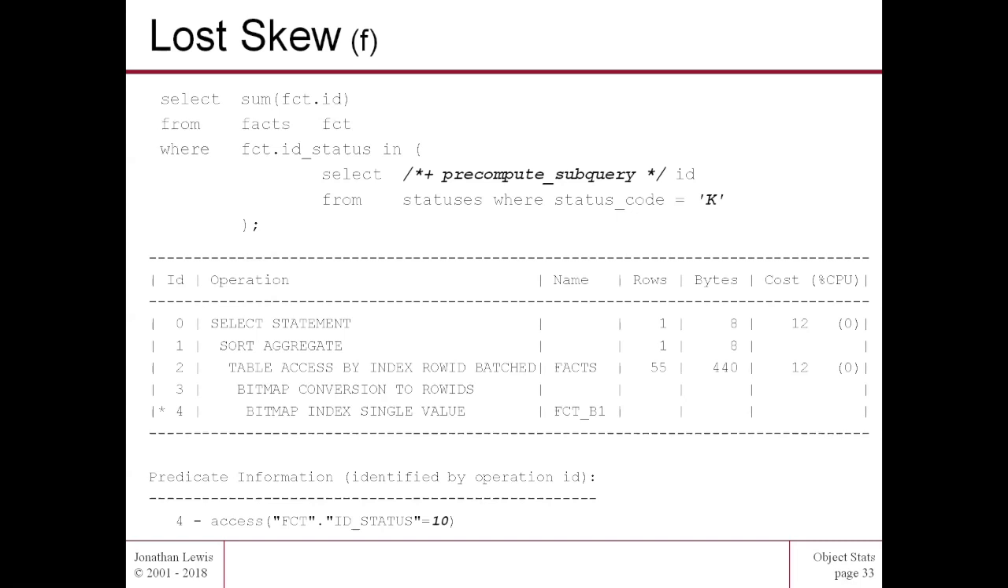And when we look at the execution plan, two things to notice. The cardinality estimate is 55, and the predicate isn't the subquery predicate, it's the computed result of the subquery, ID status equals 10. Oracle does this itself, by the way, in the Oracle OLAP package. That's where they use the pre-compute subquery.